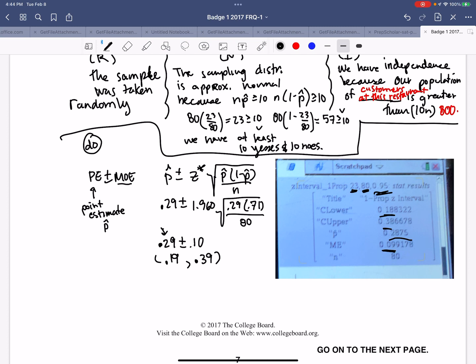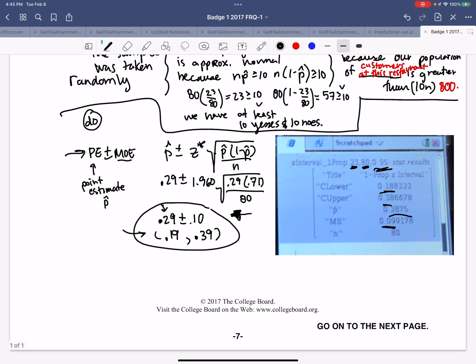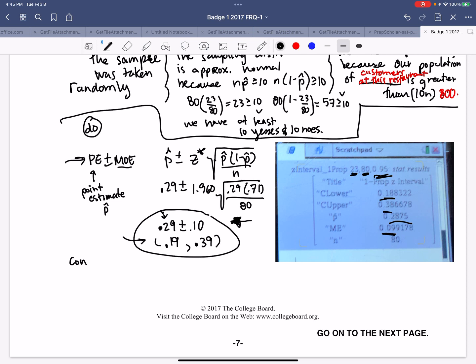Okay, so what did students make mistakes in? They're not understanding which number to get from the calculator, or they're not understanding that this general formula creates this, and then that's how we get this interval, C lower, C upper. Okay, let's finish this up. We're going to conclude.